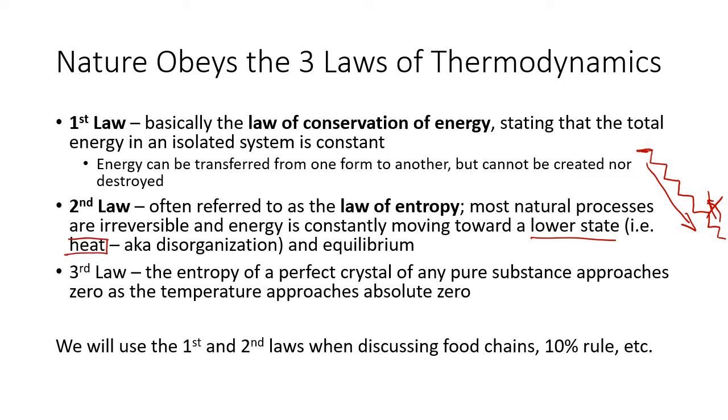Heat is the lowest state of energy. So on my diagram, heat would be down at the bottom. And eventually, all of the energy in the entire universe is going to go down into this low energy state of just thermal heat energy. This is called the law of entropy. And there's a lot more to it than just that, but that's the basics that we need to know for this class.